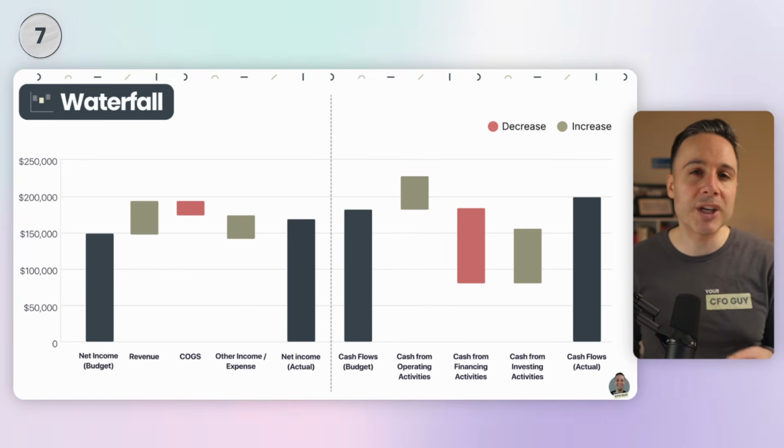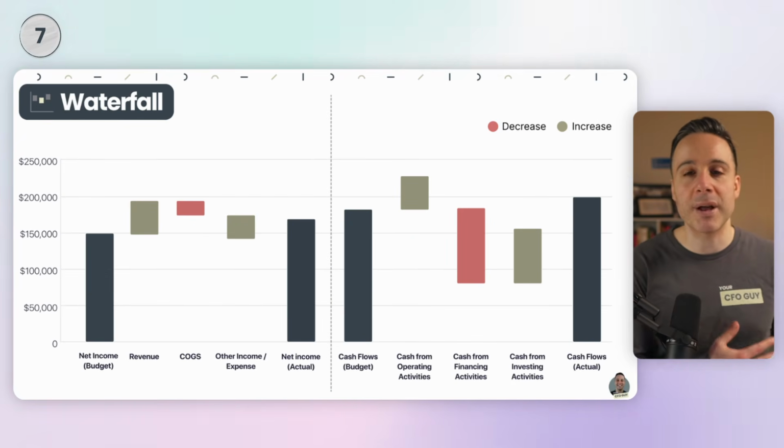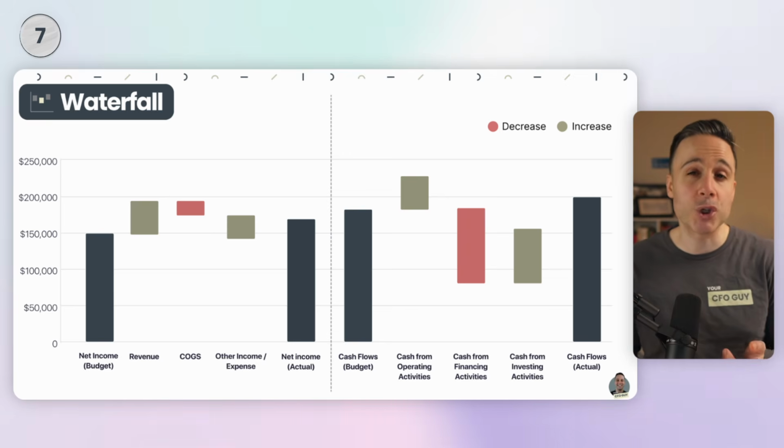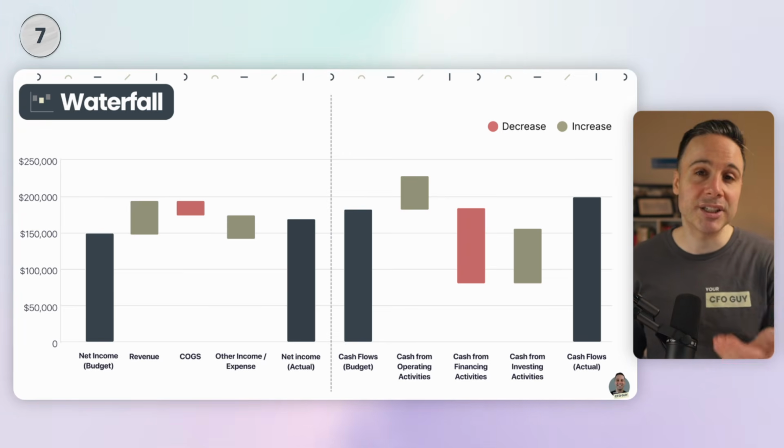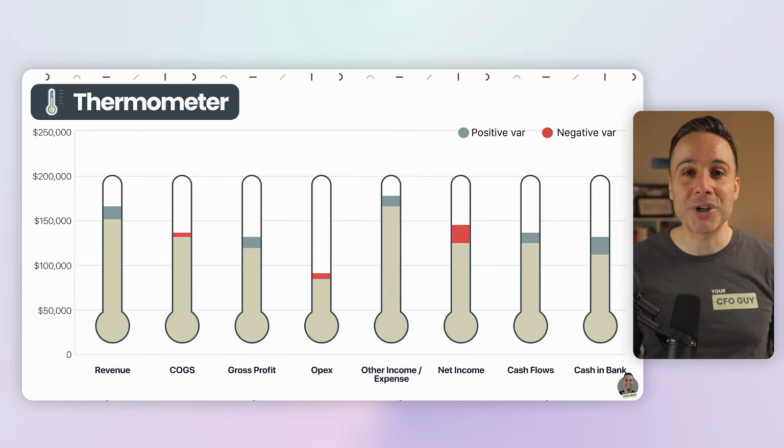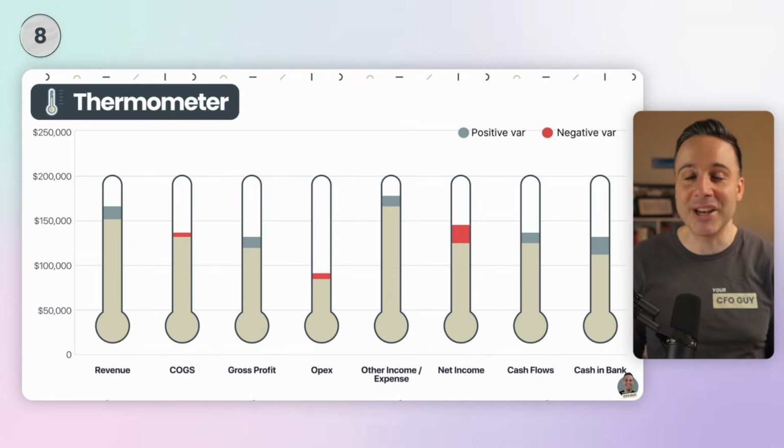You could also showcase a waterfall chart where you have the budgeted amounts and then you see which amounts contributed to positive variances versus negative variances to get to your actual amount. And then this thermometer chart is also pretty creative where again, you can showcase positive versus negative variances in blue or red.